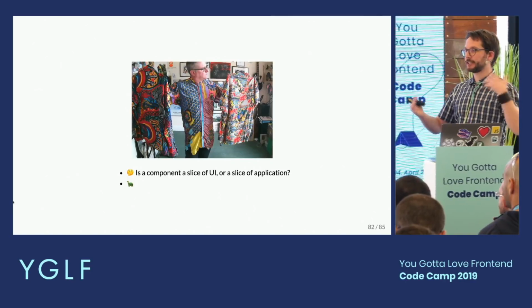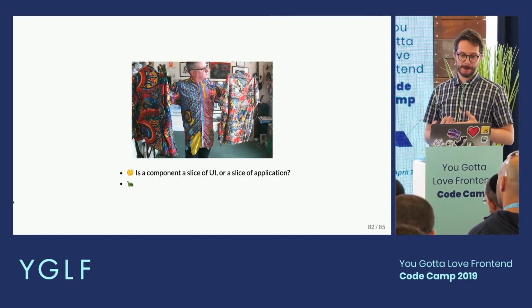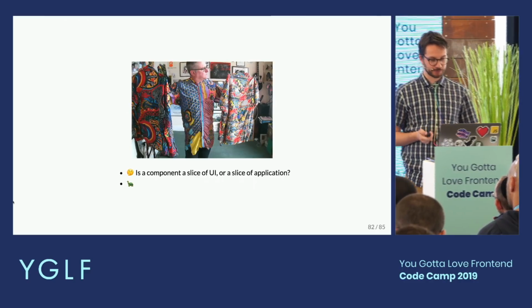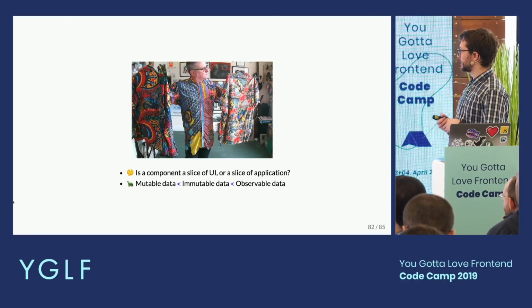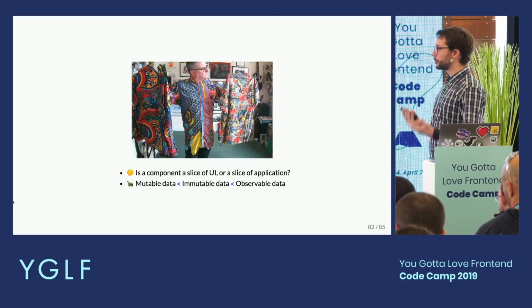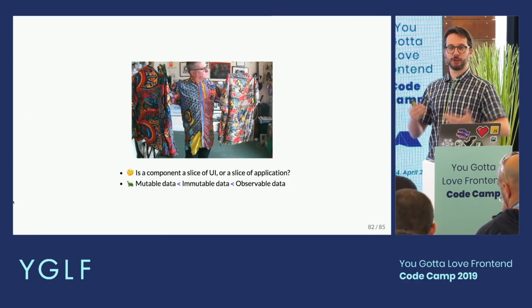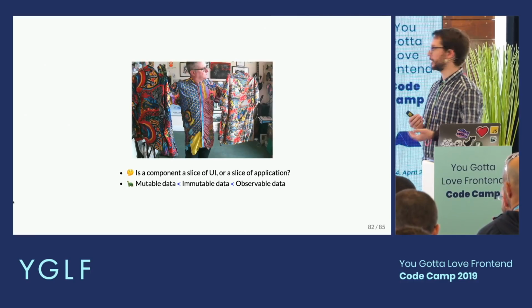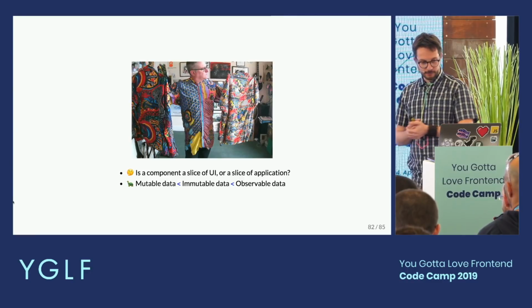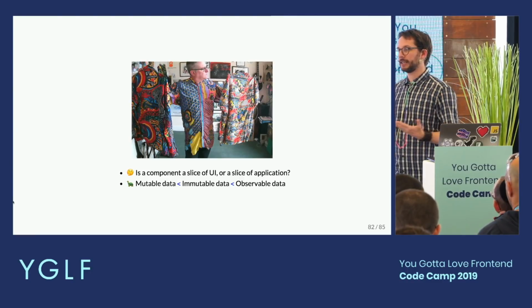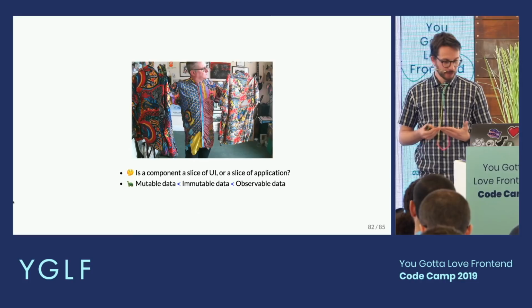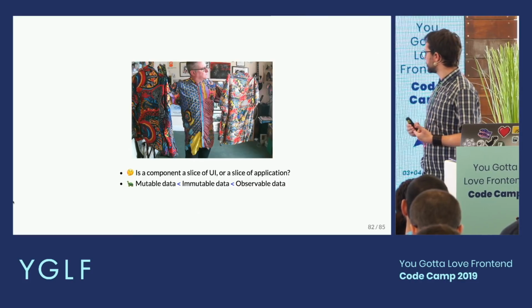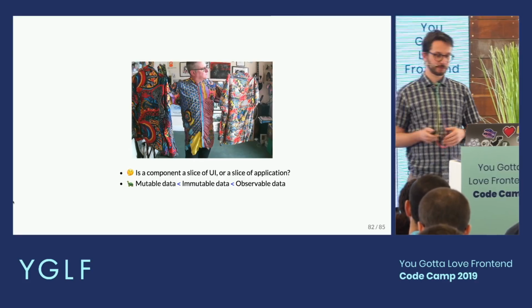First of all, there's this philosophical question: is a component a slice of UI or a slice of application? Secondly, I think immutable data is always better than mutable data. It's simpler to reason about and it has interesting properties. However, if your data is intended to be stateful and your data is mutable and observable, it's both faster and more straightforward.